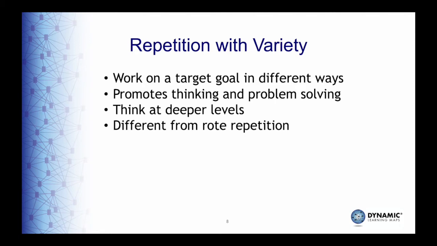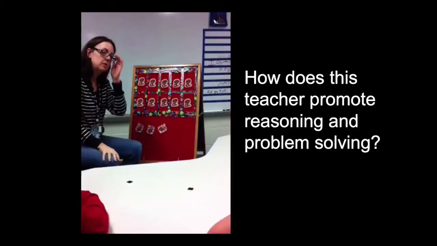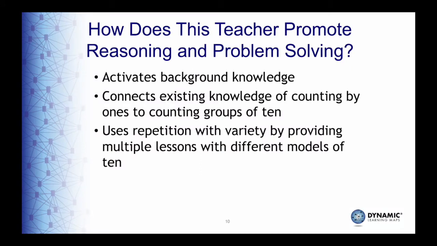Let's look at an example of implementing tasks that promote reasoning, problem solving, and student thinking. The video you are about to see presents 2 lessons on place value using different models of 10 to encourage students to think about the number of items represented. The teacher uses several practices that promote reasoning and problem solving. Watch as she activates background knowledge, connects existing knowledge of counting by ones to counting by groups of 10, and uses repetition with variety by providing multiple lessons with different models of 10.